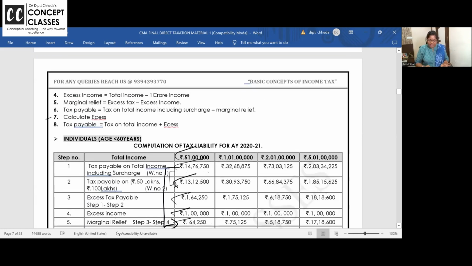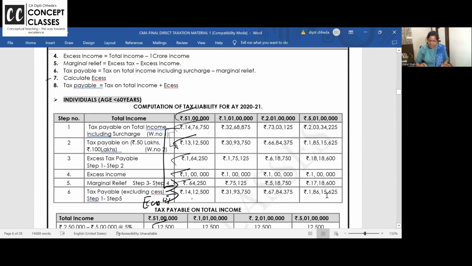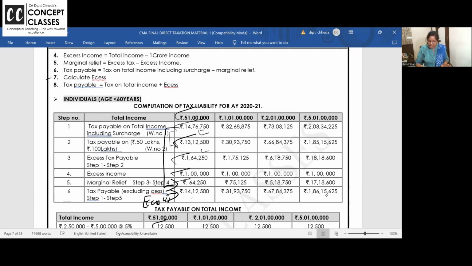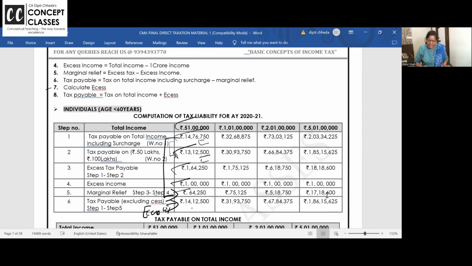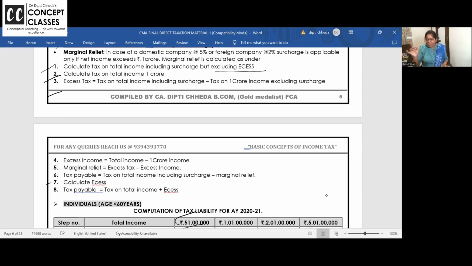And now let us look into the steps. Calculate the tax on total income, including surcharge, excluding ESES. Imagine if you put ESES here and then here, it will all be a blunder. You will get 0 out of 5. So just calculate tax and surcharge. Calculate the tax on 1 crore, or 50 lakh, whatever. Excess tax is 1 minus 2. Excess income above 1 crore. This is your marginal relief.